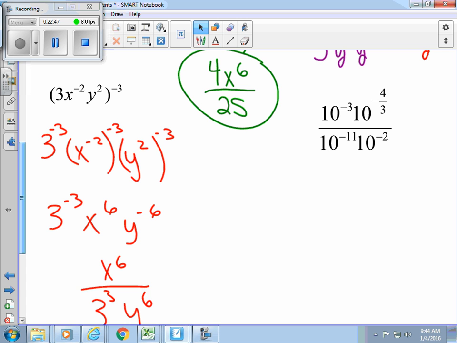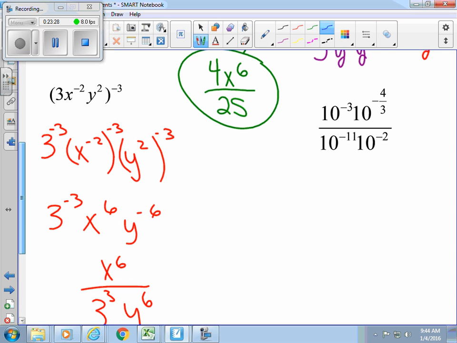Okay. 10 to the negative third, 10 to the negative 4 thirds, 10 to the negative 11th, 10 to the negative second. Oh my goodness, there's a lot of things. The first thing I notice is all 4 of them have the same base. So I can add and subtract. Now some of you would want to flip them so you have all positives. I probably wouldn't because I feel like that's an extra step. Would it be wrong if you flip them all? No. So it's totally up to you. Makes no difference.